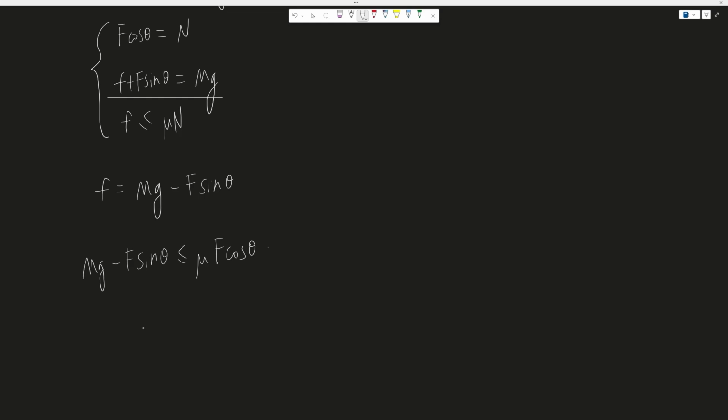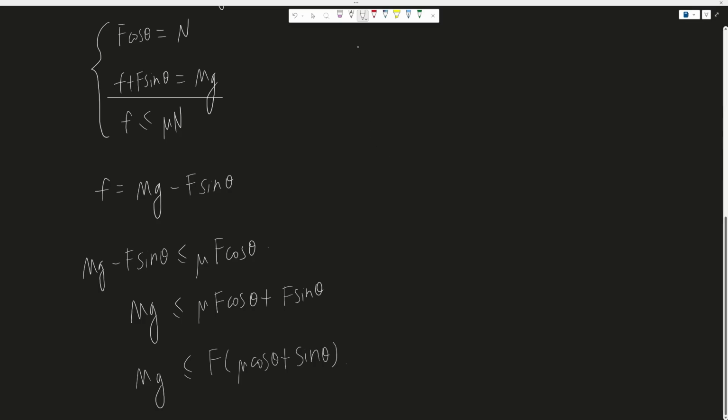And let's isolate F since we're trying to solve for F. So mg is smaller or equal to mu F cosine theta plus F sine theta, which is equal to F times mu cosine theta plus sine theta. And so we know that F is bigger or equal to mg over mu cosine theta plus sine theta. And so basically that is our answer to part A.